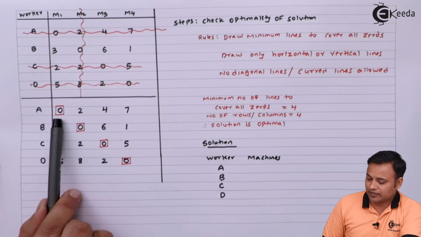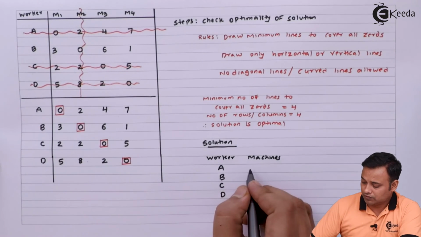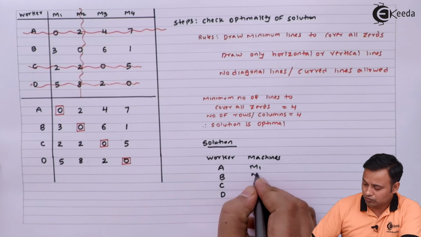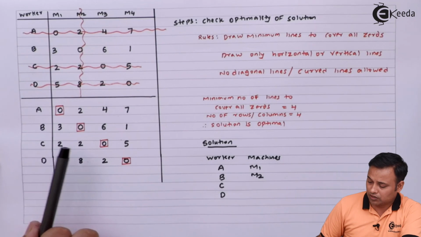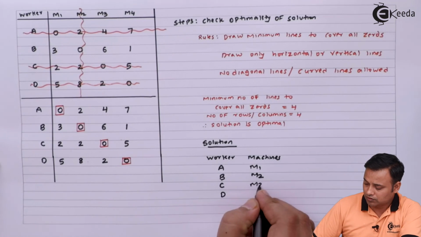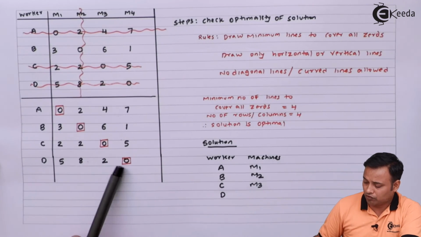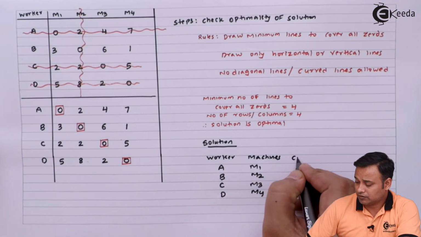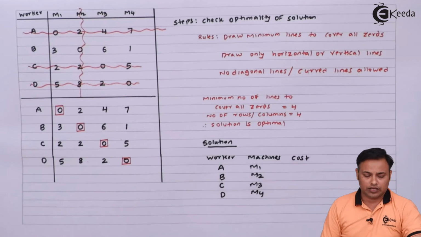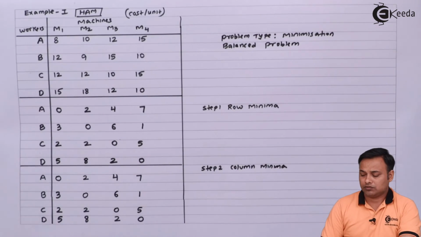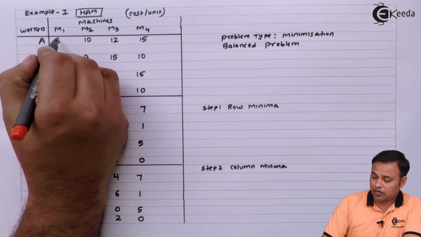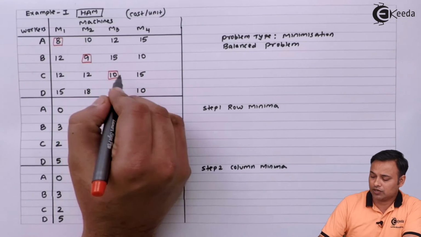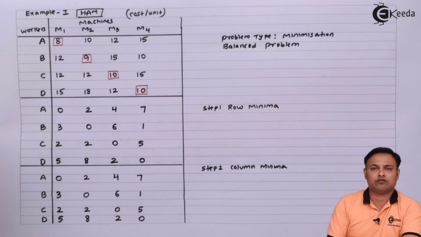So worker A is assigned first column, machine 1, worker B second column, that is machine 2, worker C third column, machine 3, and worker D machine 4. What is the cost associated? आपका कॉस्ट कितना है? Here's my original question: worker A machine 1, worker B machine 2, worker C machine 3, and worker D machine 4.